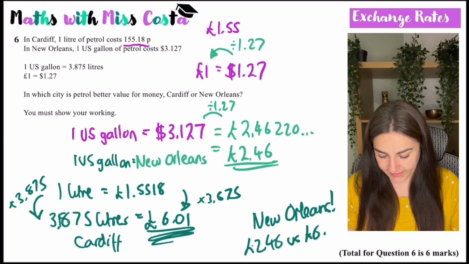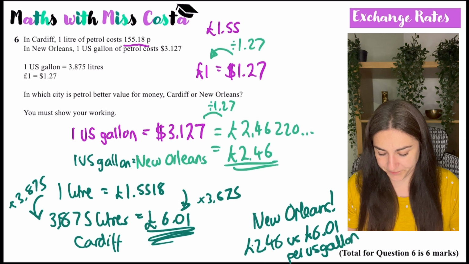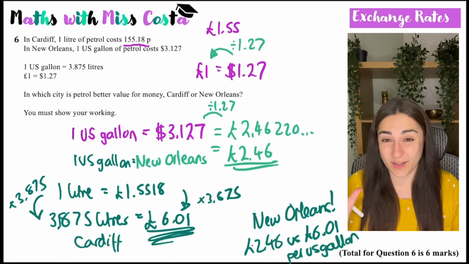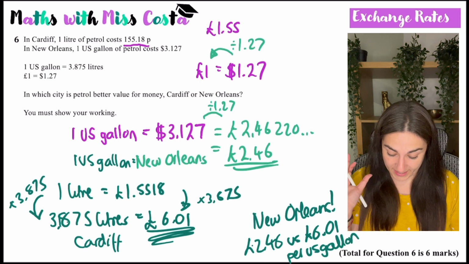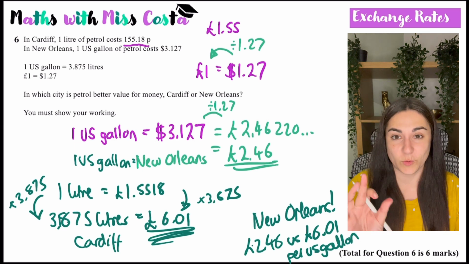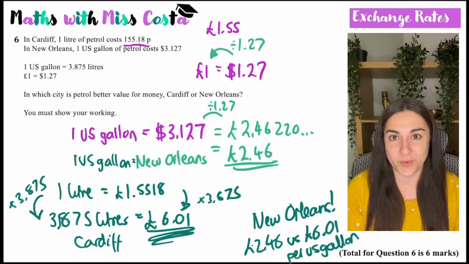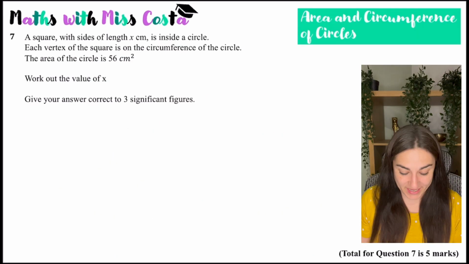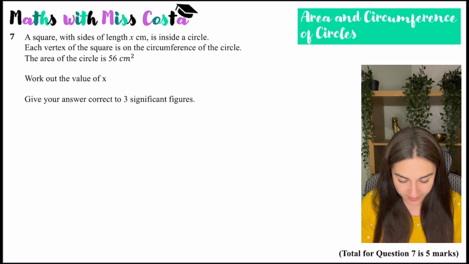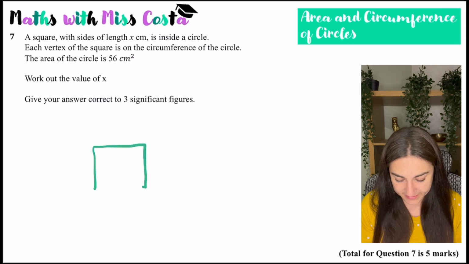£2.46 versus £6.01 per US gallon. You could have done this and compared the litres, you could have done it compared in dollars. It doesn't matter as long as you've got 2 things that you compare and you say which one's which. Okay, so here you are told that a square with sides of length x centimetres is inside a circle.